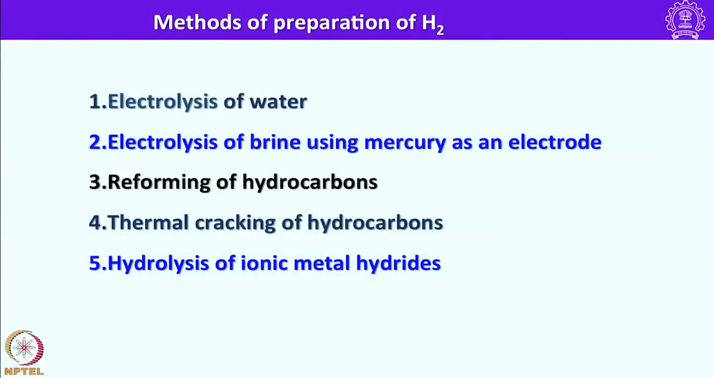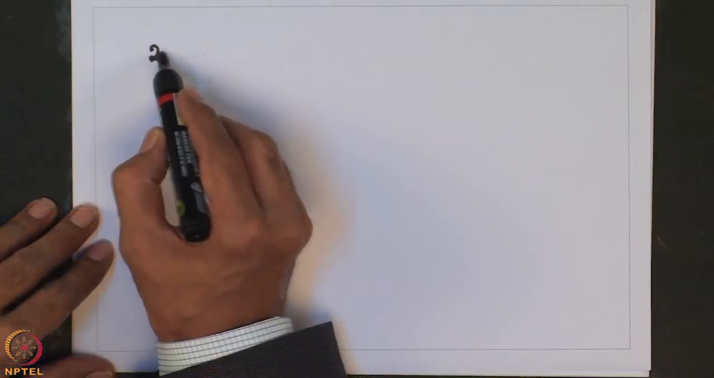And how can one prepare hydrogen? So, essentially we have several methods at our disposal to prepare hydrogen. One is electrolysis of water, electrolysis of brine using mercury as an electrode, reforming of hydrocarbons, thermal cracking of hydrocarbons, and hydrolysis of ionic metal hydrides, essentially alkali metal and alkaline earth metals which are highly electropositive and they are ionic hydrides and they react violently with water liberating hydrogen. So, let us look into some of these methods.